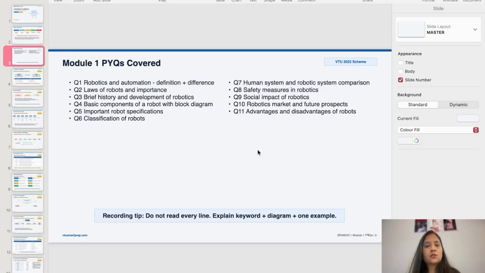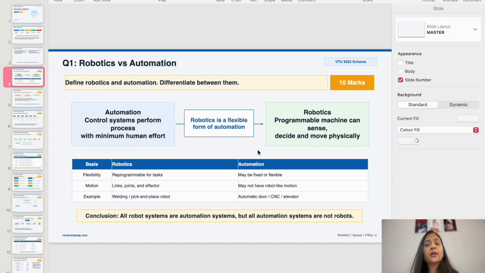So these are the questions. You can just go through them. Let's start with those questions one by one. In the slides, I am going to tell the topic followed by what keywords you have to use for that specific question. So the first important question is: define robotics and automation and differentiate between them.